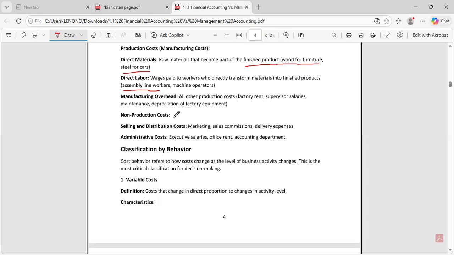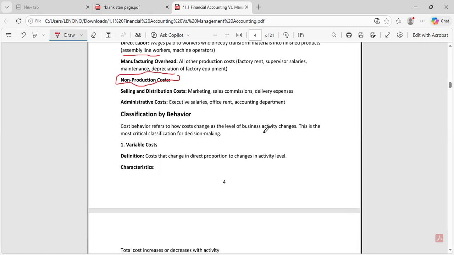Under the non-production costs, we are talking about selling and distribution. All right, and of course, the selling and distribution cost: the marketing, sales commission, the delivery expenses, and we have the administrative cost: executive salaries, office rent, and accounting department.